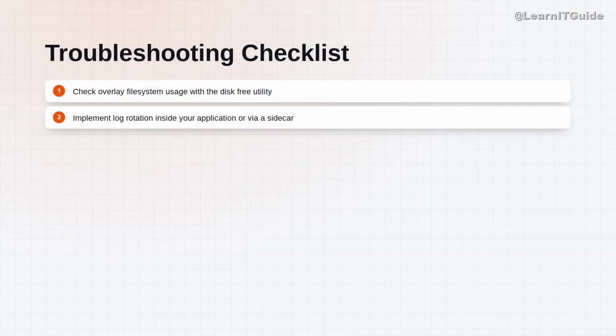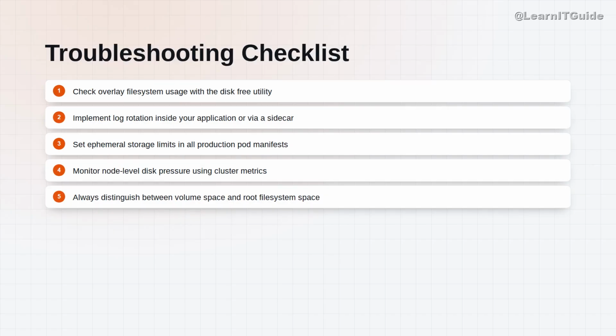To recap, if you hit a disk full error, always start by checking the overlay file system. Implement log rotation everywhere because unrotated logs are the number one cause of disk pressure. Set explicit ephemeral storage limits in your manifest to prevent runaway processes from killing your nodes. Monitor your node level disk pressure metrics so you see the problem before your apps crash. And finally, always remember that volume space and root file system space are completely separate things. Keep these points in mind and you will save yourself a lot of headaches.